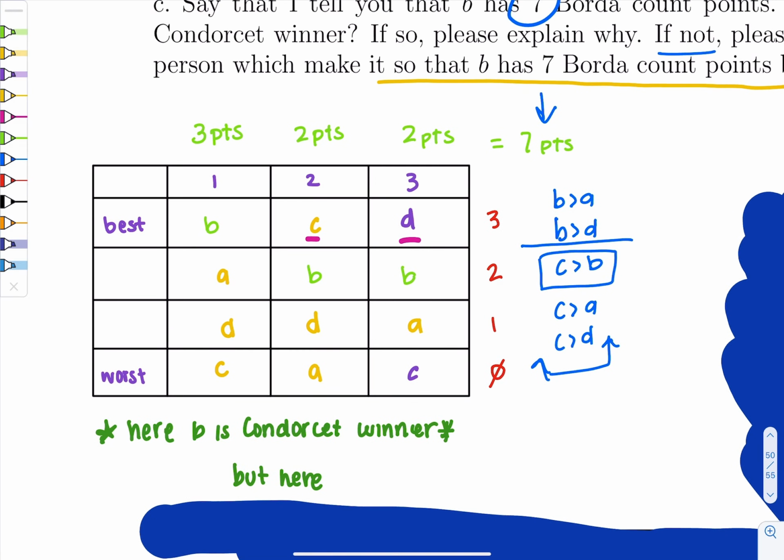B beats out A, it beats out A, and it beats out A. We got that. B beats out D. And although it doesn't beat D out here, because it beat it out 2 of the 3 times, B beats out D.